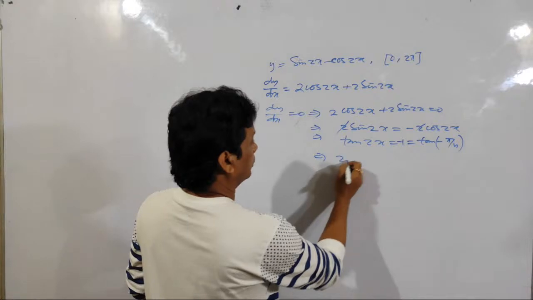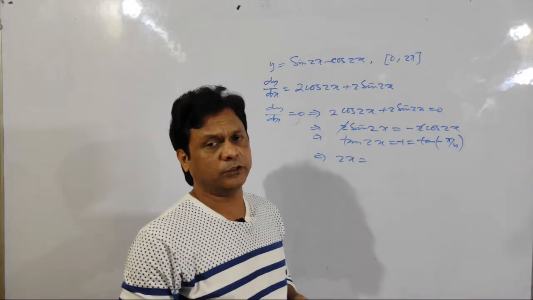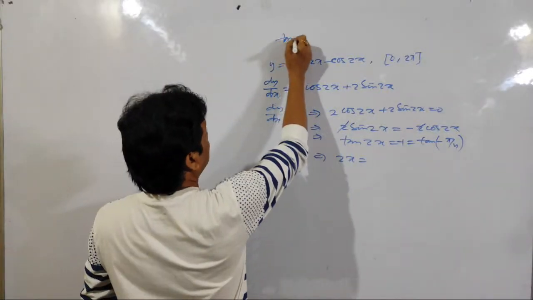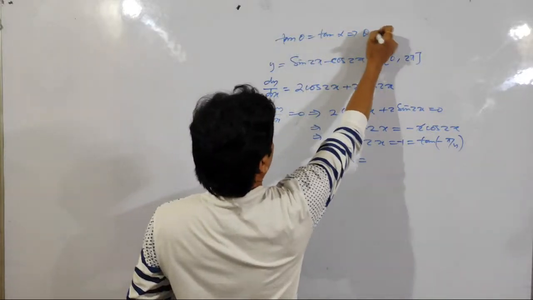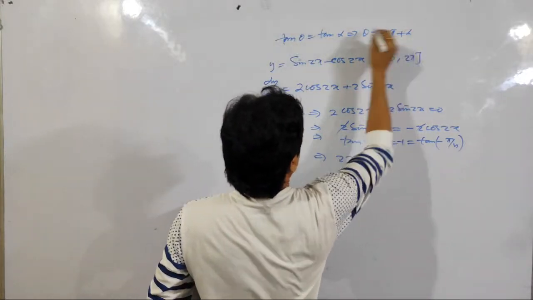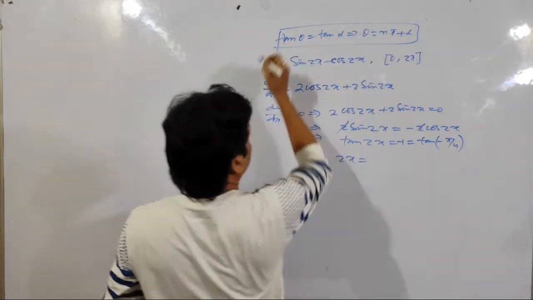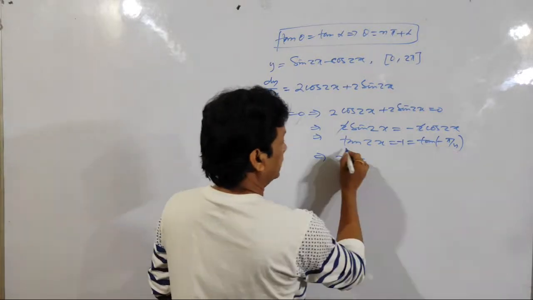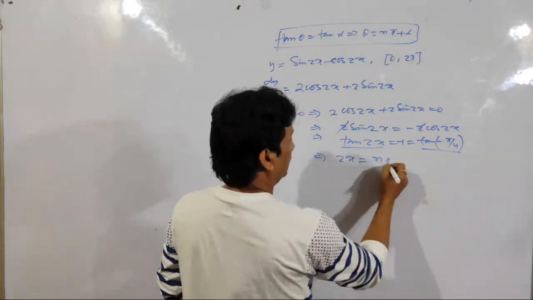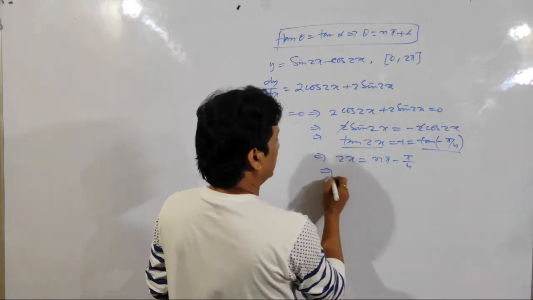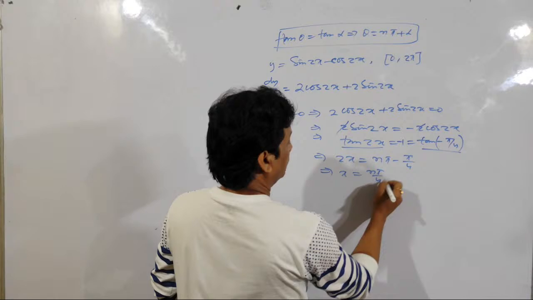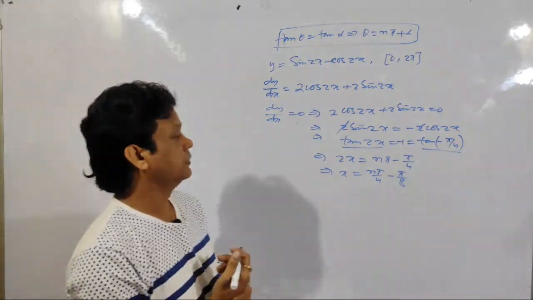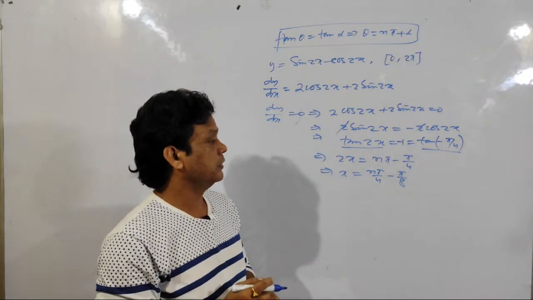And then 2x is equal to, because tan theta is equal to tan alpha. What is your formula? Who can tell me? Tan theta is equal to tan alpha, theta is equal to n pi plus alpha, n belongs to Z. Clear? Now 2x is equal to n pi minus pi by 4. So it implies x is equal to n pi by 2 minus pi by 8. Clear?